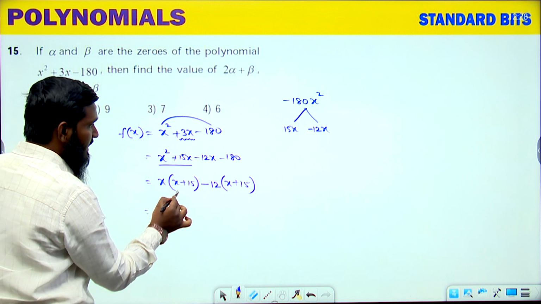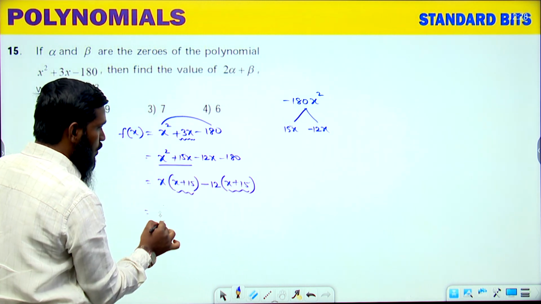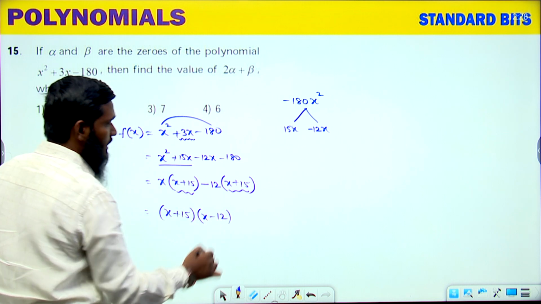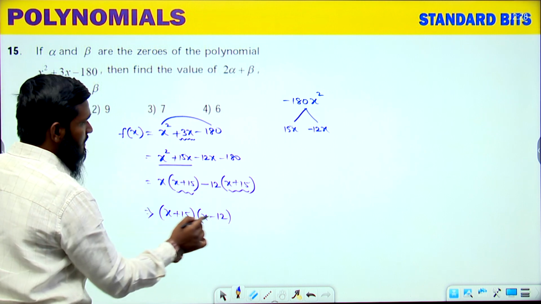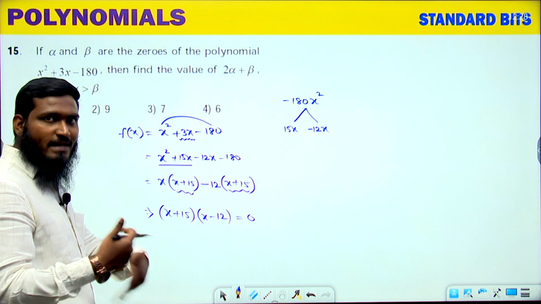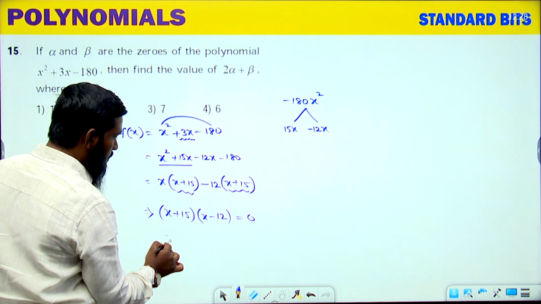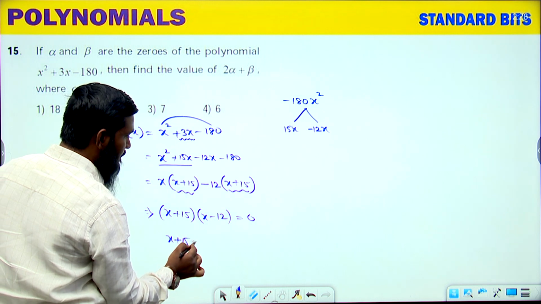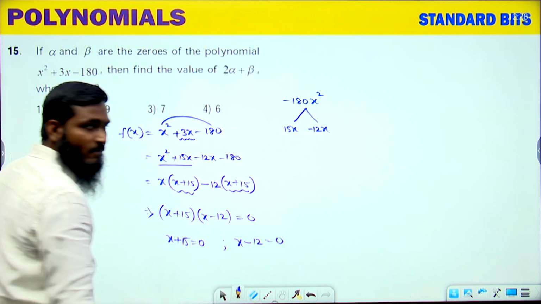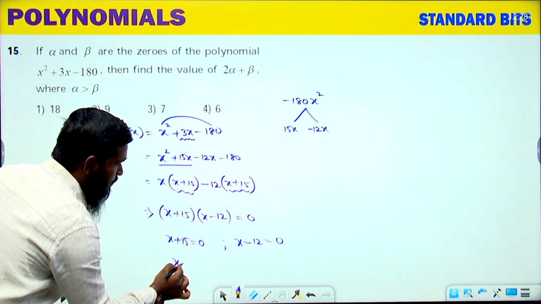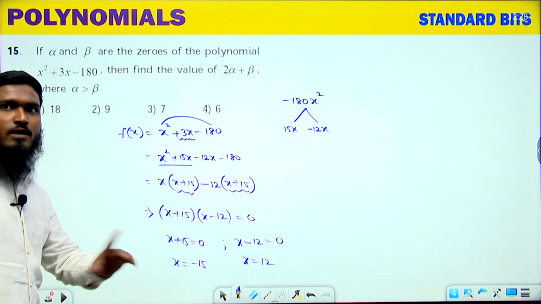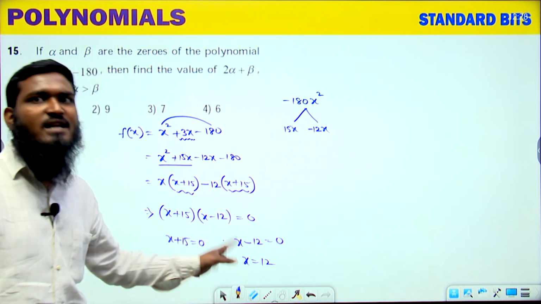Now again, we take x plus 15 as common. If you take x plus 15 as common, what remains over here is x minus 12. So we set it equal to 0, as we are finding the zeros. Now x plus 15 is equal to 0, and the second case is x minus 12 equal to 0. Sending these across, x is equal to minus 15 and x is equal to plus 12. So one x value is minus 15, one x value is 12. Both are zeros over here.